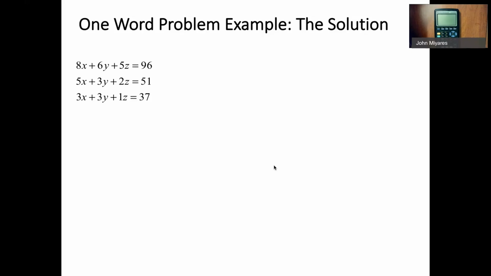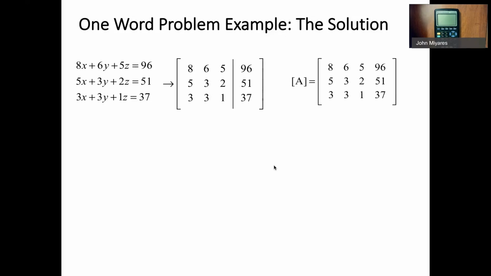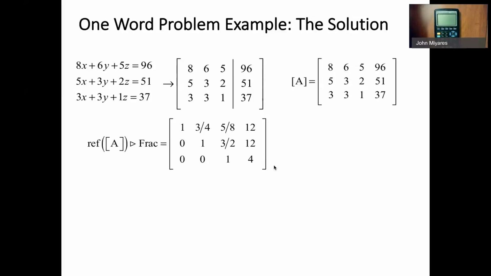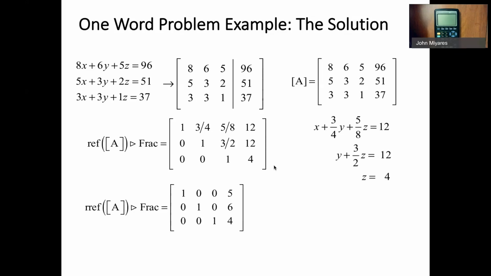We can turn this into an augmented matrix, which looks like this, then enter it into our calculators as matrix A, which will be a 3 by 4 matrix. We can either go with the row echelon form, or REF, for matrix A, which looks like this, and will translate into this system of equations here, where we will still have to do some work in order to get the final solution. Or we could dive right into the reduced row echelon form, or RREF, which will get us straight to the solution: x equals 5, y equals 6, and z equals 4.